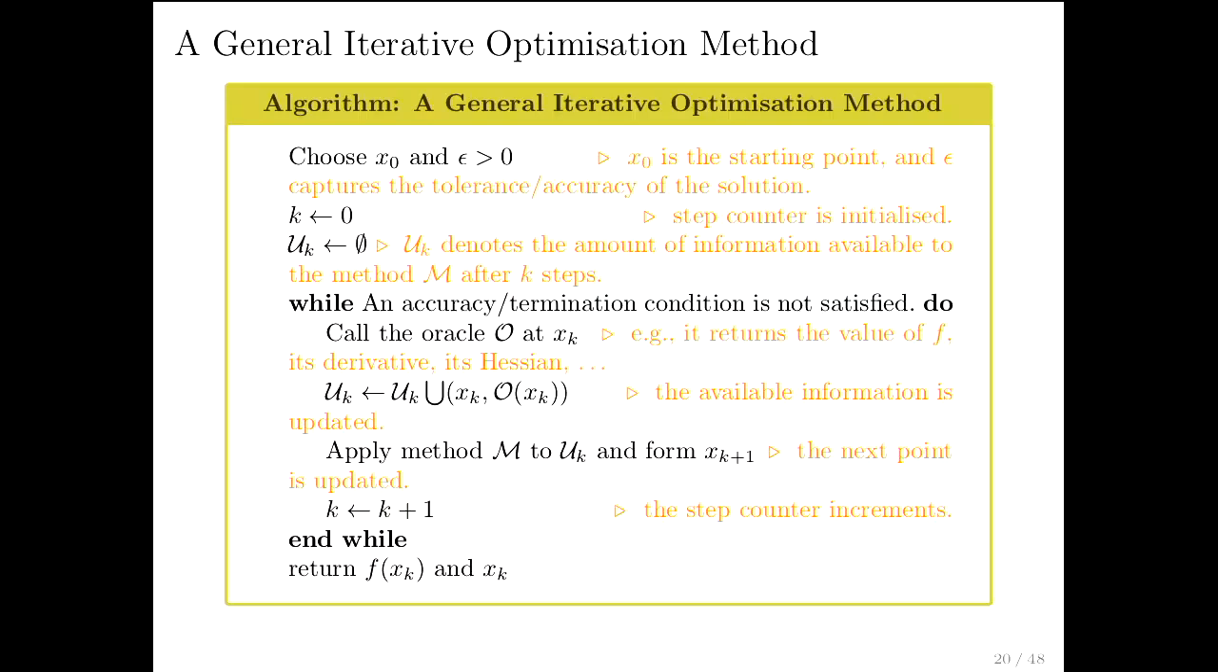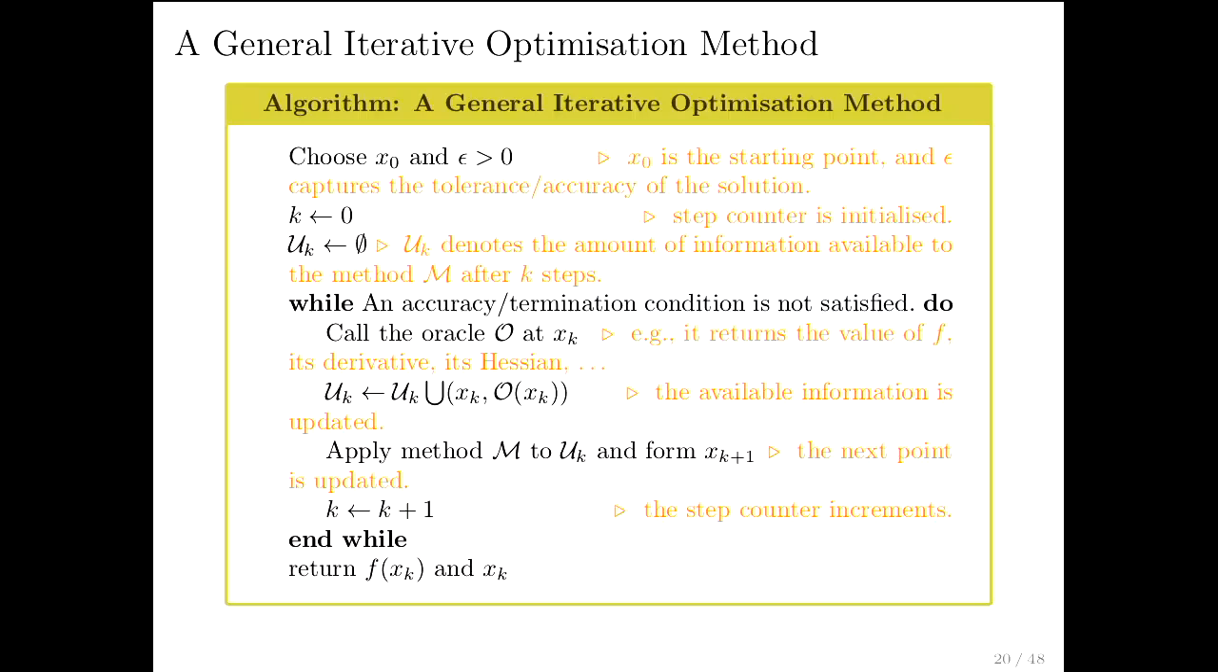So it's a pseudocode with a bunch of commentary. Whatever method we are going to use, we start with an initial guess, x naught. And we start with some tolerance, accuracy, precision, however you want to call it, that we want to put on the solution that we get. I use epsilon for it. Then we set up a counter that counts the number of steps in our method.